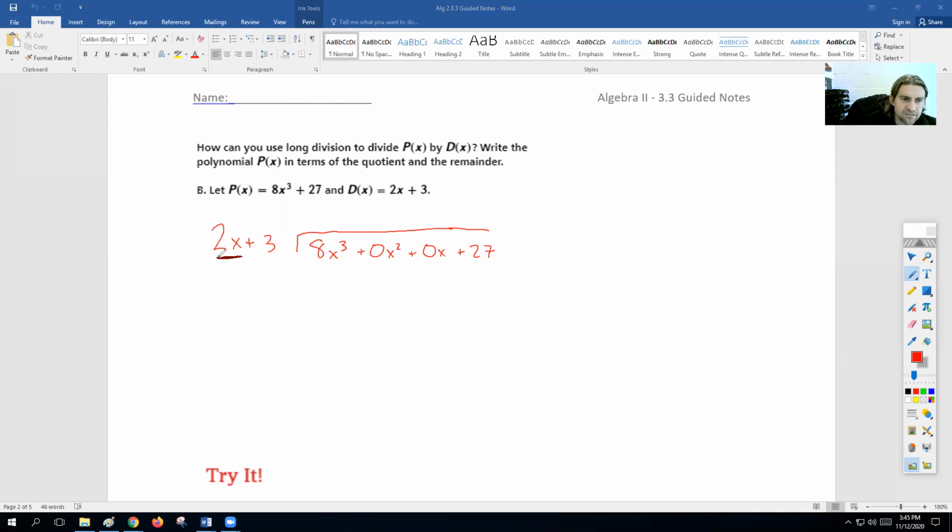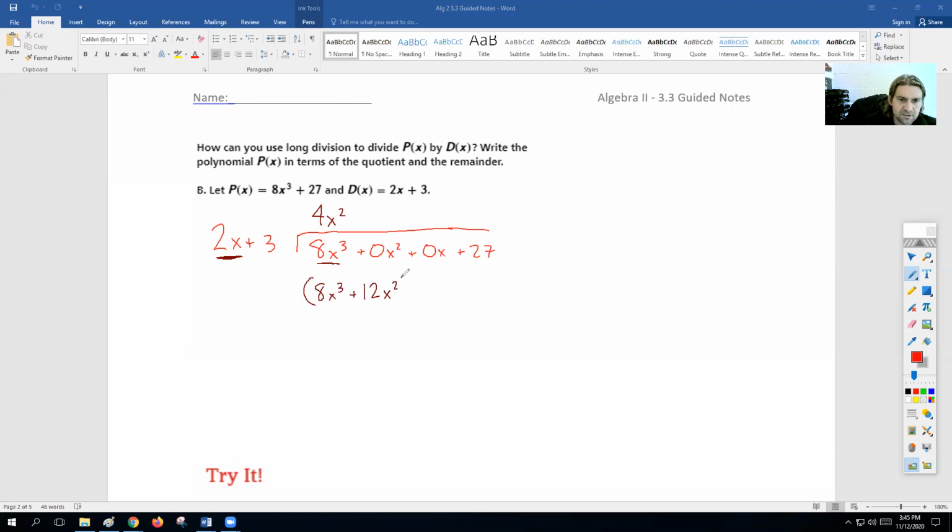So we're always going to be looking at this first term of our divisor and then the first term of each product. So what do I have to multiply 2x by to turn it into 8x cubed? We'd have to multiply it by 4x squared. Okay, so now we're going to take our 4x squared, we're going to multiply it by the divisor. All right, 2x times 4x squared is 8x cubed. 3 times 4x squared is a 12x squared.